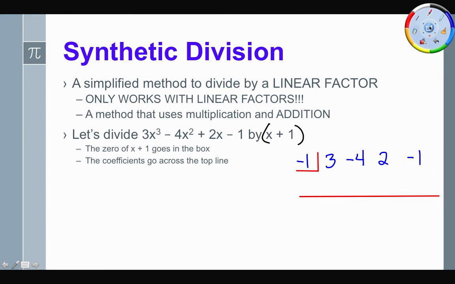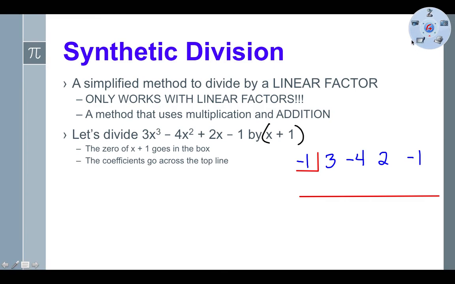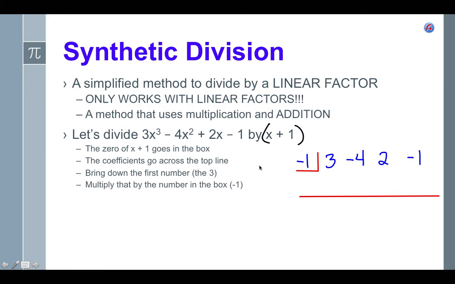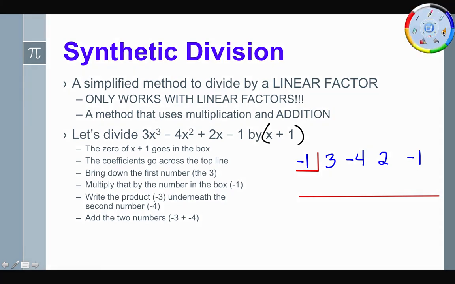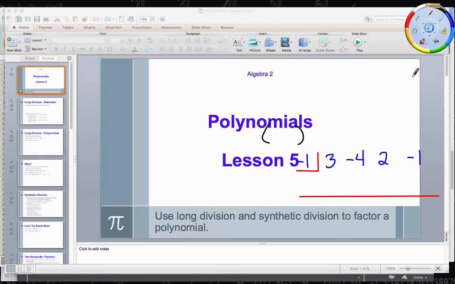All right, now here comes the rest of the process. Remember I said this has to do with multiplication and addition. So first things first, bring down the 3. I'm going to get 3 steps here. Bring down the 3, the first number. Multiply that number by the number in the box. That product goes underneath the -4, and then we're going to add the 2 numbers. All right, so let's see what that means.